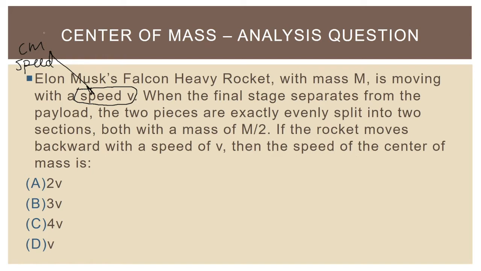The whole point here is this explosive force that separates the payload from the final stage of the rocket is an internal force. And that means the momentum of the center of mass is conserved. And if the center of mass was originally moving with a speed v, in order to conserve momentum, the final speed has to be v because the mass of the system did not change. That's the point. Take a second to pause this video here and write that down. And when you hit play, we'll move on.